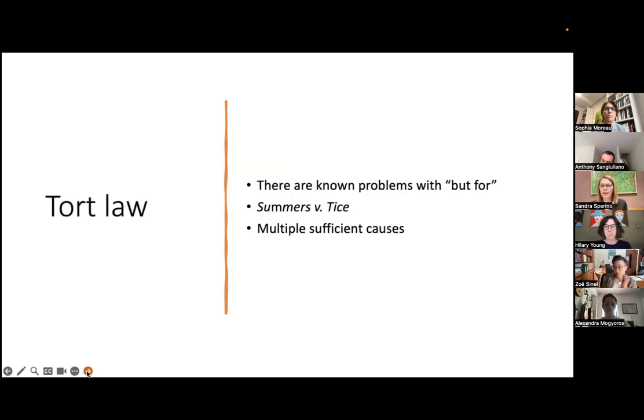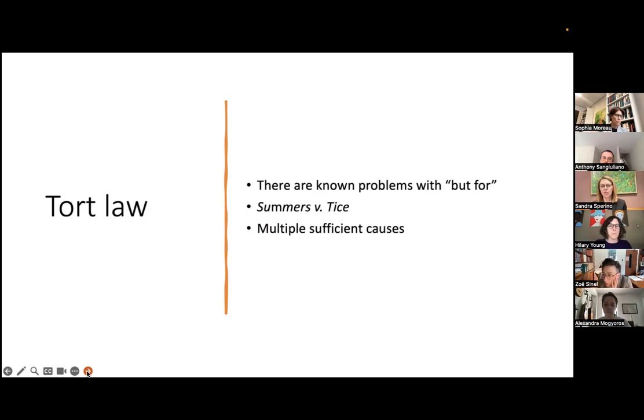So remember that I said that when we're thinking about causation, factual cause, it's actually a bundle. And this is because there are known problems with but-for cause. And in the sort of educational context, the law school context, we teach this bundle concept and the exceptions to but-for cause through two sets of cases or hypos. And the first case is Summers versus Tice, which I'm going to explain in a second. And the second idea is one of multiple sufficient causes.